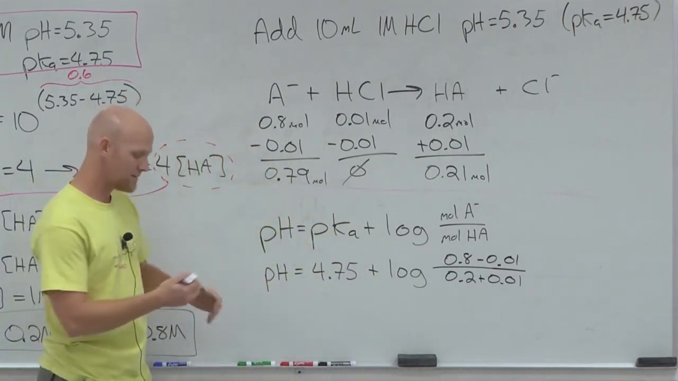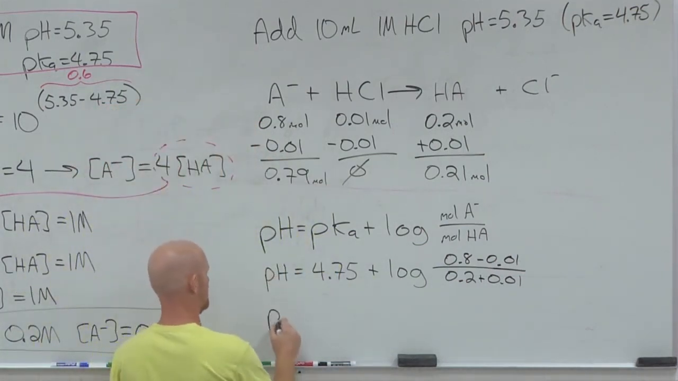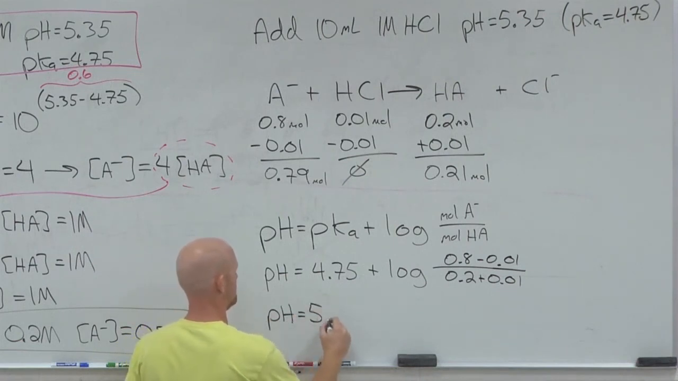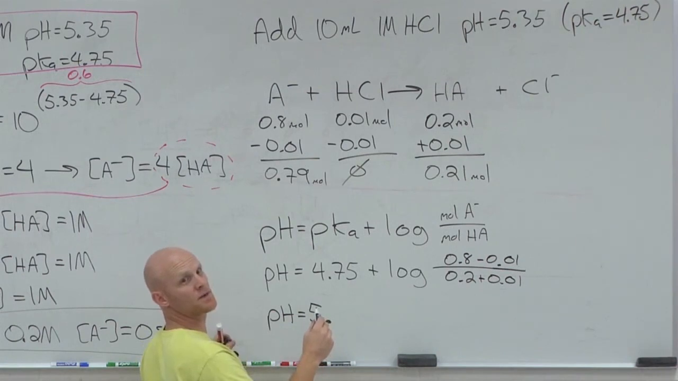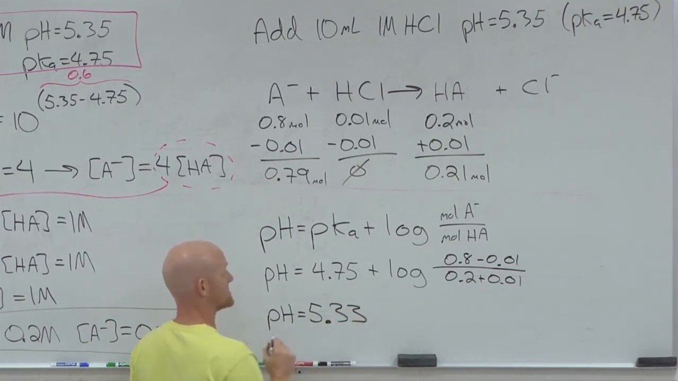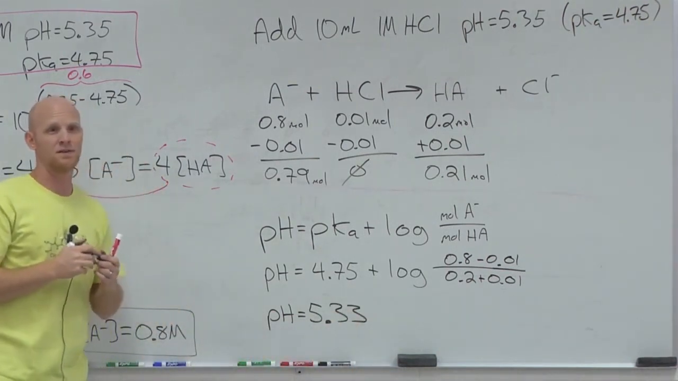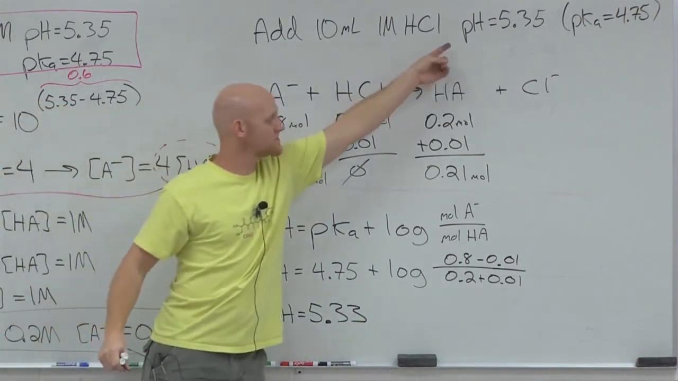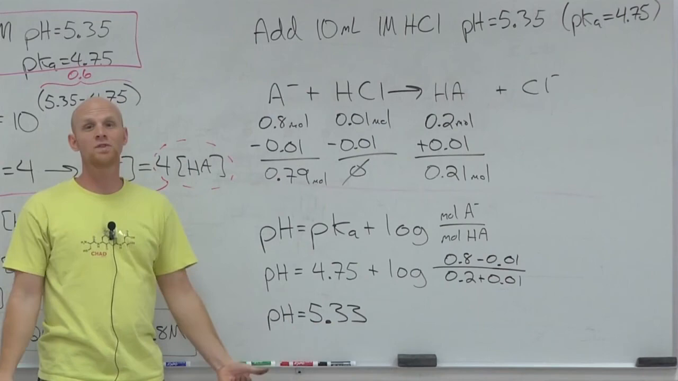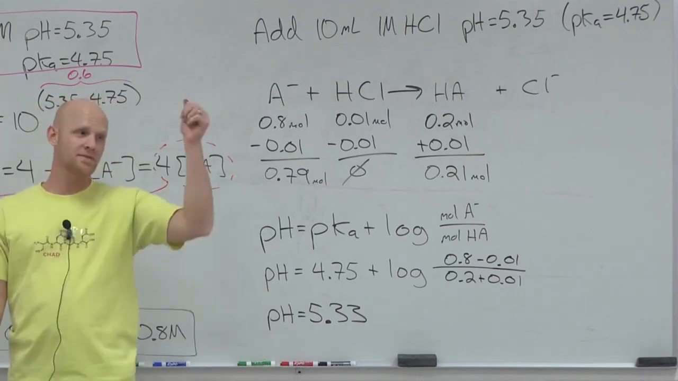Cool. Anybody get me an answer for this? What does this come out to? What is it? So how much did our pH change? 0.02. From 5.35 initially down to 5.33. It only changed 0.02. Our buffer did an excellent job.